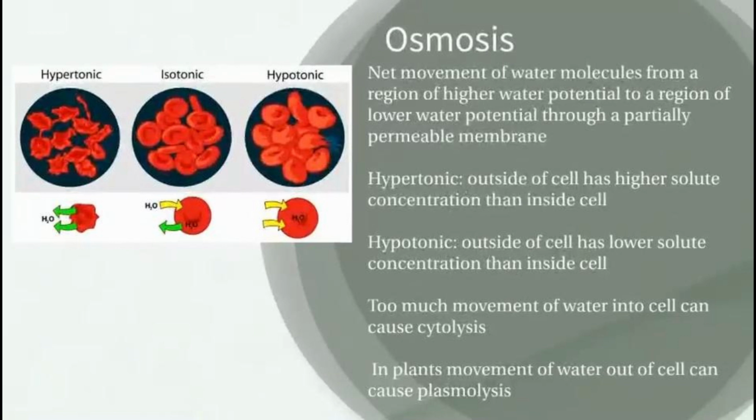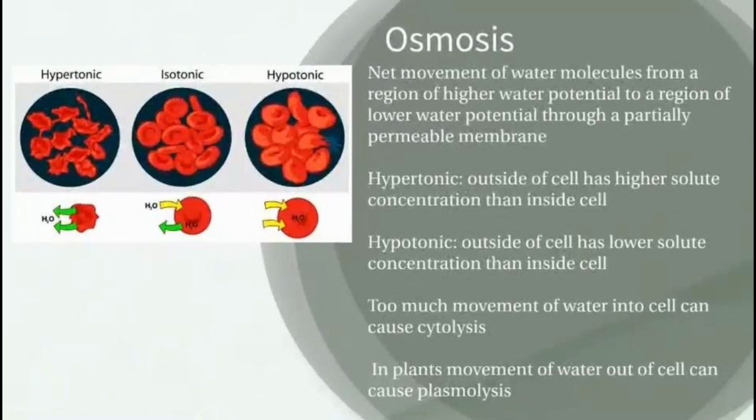So when we have too much water moving into a cell, we can get something called cytolysis. Lysis means to burst, so this means that the cytoplasm basically bursts. Each cell gets really fat, and then eventually the membrane can't contain the cell anymore and the cell will burst. So this is obviously very bad for the cells.